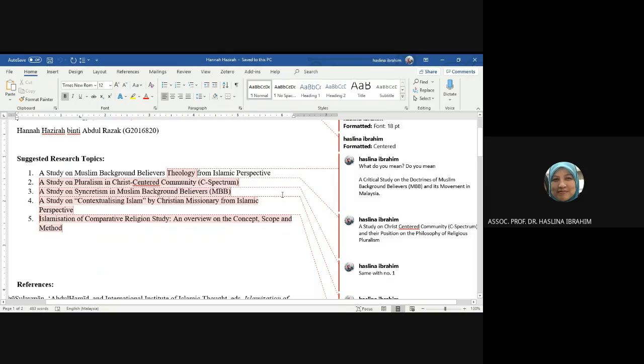Okay, I understood it wrongly. So the study is on a Christ-centered community. This is the same. If you're choosing this, you can also put in their position on the philosophy of religious pluralism. But this one, I think even the previous one, maybe you need to do fieldwork, interviews.